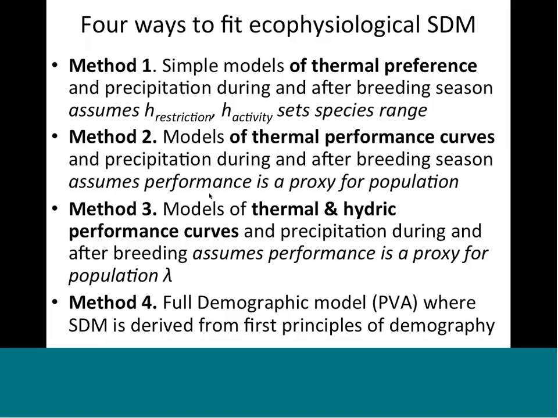These methods assume that performance, and I'll show you examples of performance, is a proxy for population dynamics. Method three builds in more ecophysiology. We use thermal and hydric performance curves and precipitation during and after the breeding season, and we assume that performance in this case is also a proxy for population lambda. Now, the final method is the most accurate, and it was the method that we used to develop these simpler methods, and this is the full demographic model.